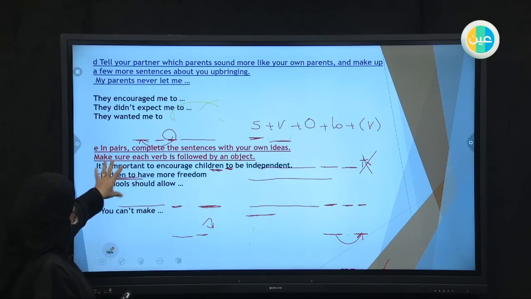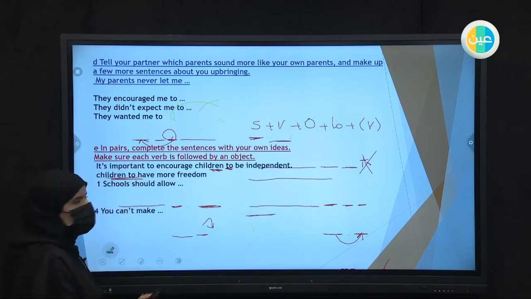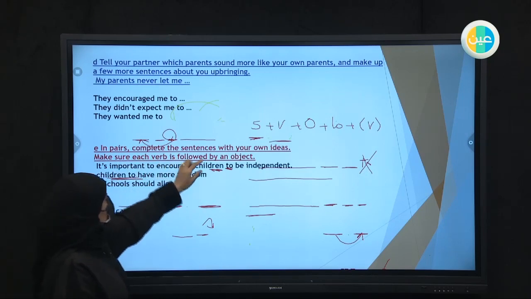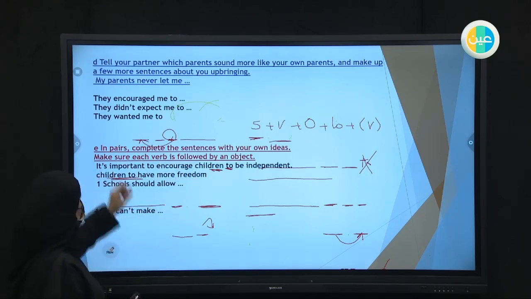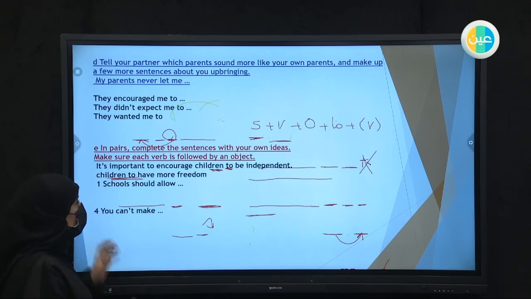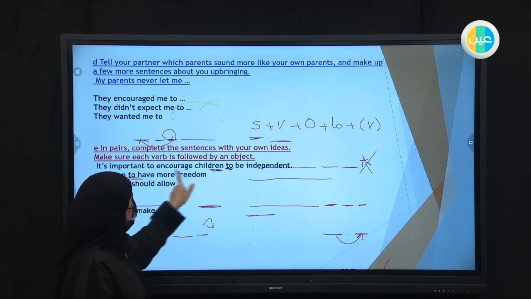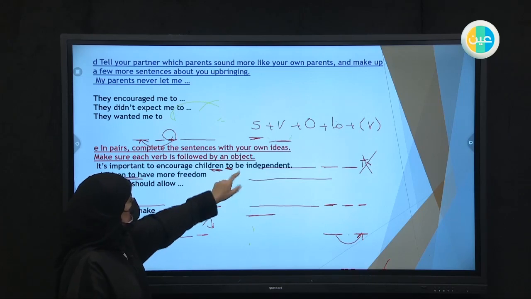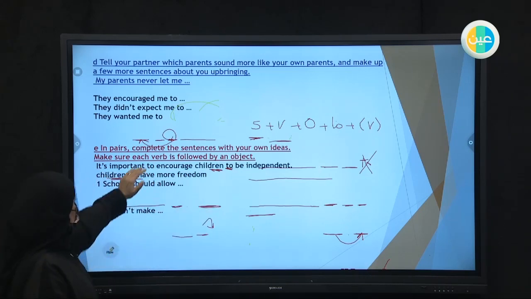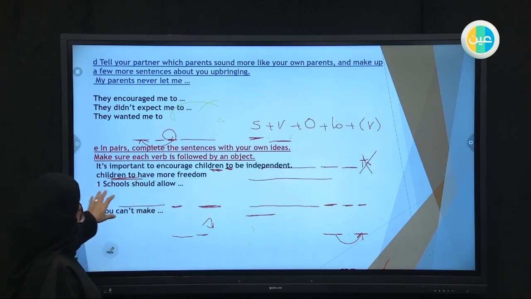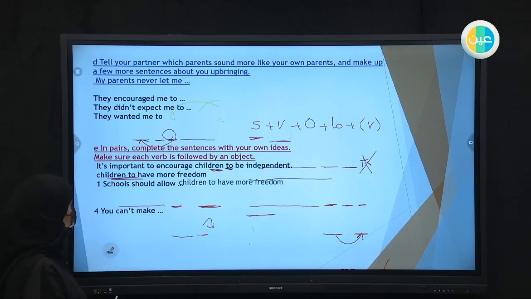In B also, this is an exercise, as I told you, it's supposed to be in pairs, but you can do it individually at your home. Complete the sentences with your own ideas. Make sure each verb is followed by an object. لازم يكون في object. It's important to encourage children to be independent. هنا بعد encourage عندك إيش اللي الفعل هنا be. This is as an example. Children to have more freedom. School should allow so and so, and you can make so and so.